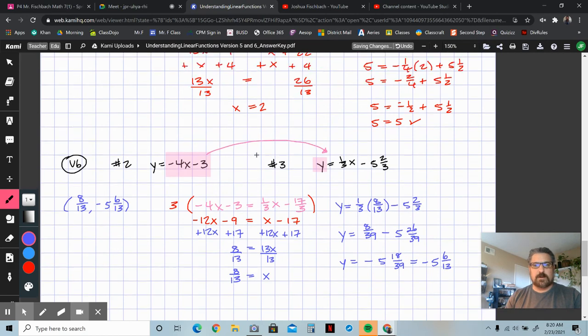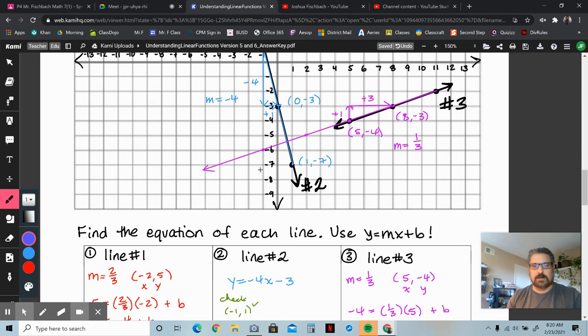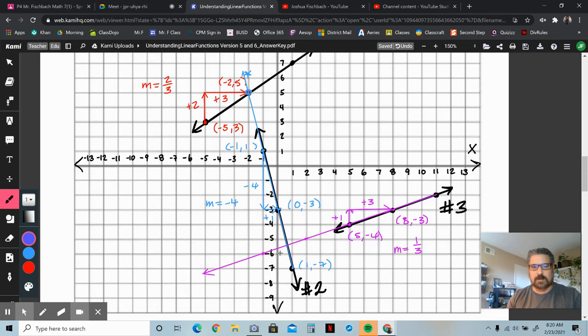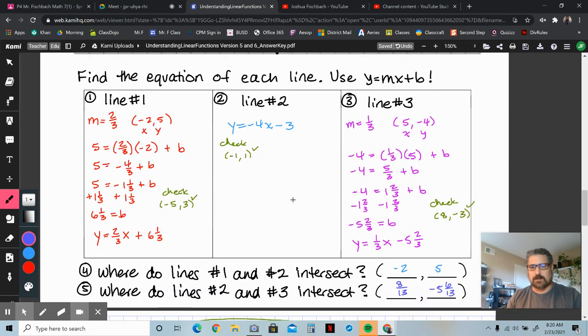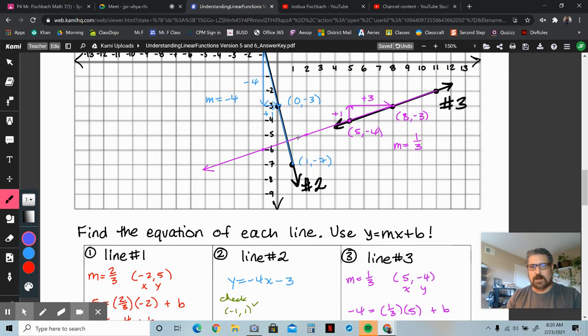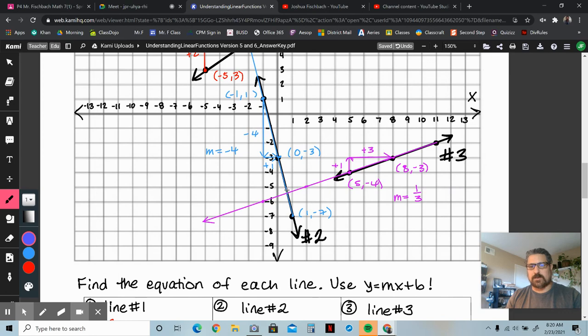And let's go up here and put that in. So 8/13ths and then negative 5 and 6/13ths. And let's see if that's reasonable, right? We said that we knew vaguely it's going to cross somewhere between 0 and 1 on the x-axis. Is that between 0 and 1? Yes. And somewhere between negative 5 and negative 6 on the y-axis. Is that? Yes. So we can see that is a reasonable answer.